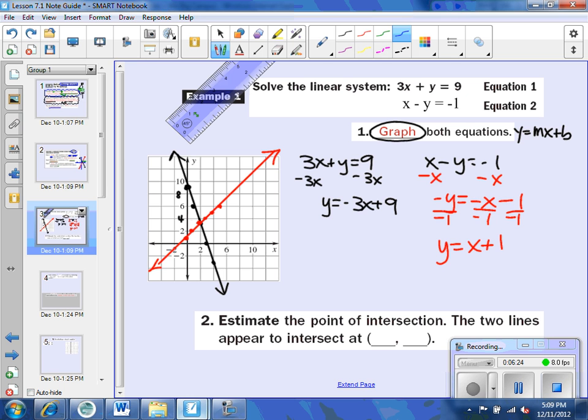So the point of intersection, the two lines appear to intersect at this point right here. And that's at 2. And then since it's between 2 and 3, the y coordinate would be 3. My answer is (2, 3). Take a second, make sure that works. Well, 3 times 2 plus 3, does that equal 9? Yes. 2 minus 3, does that equal negative 1? Yes. That is the one ordered pair that works in both those equations.